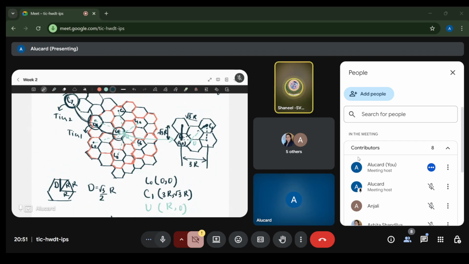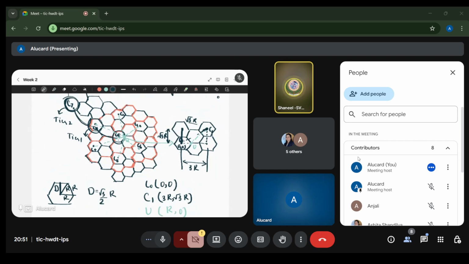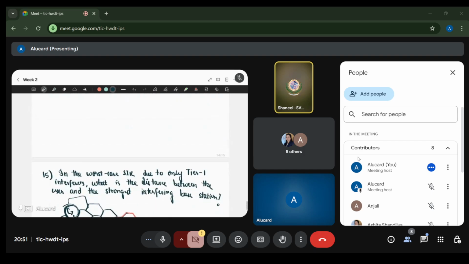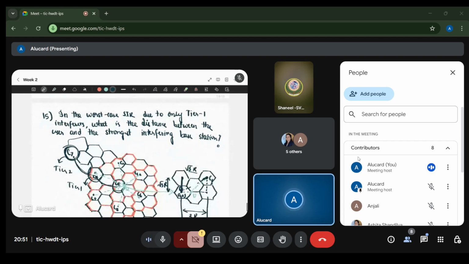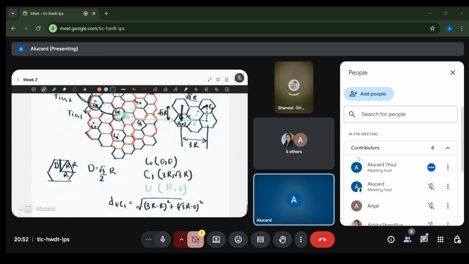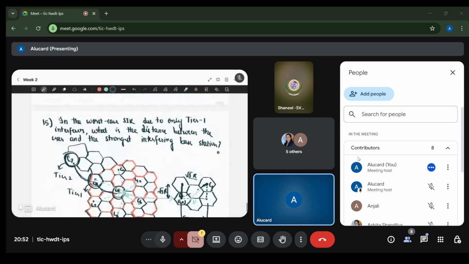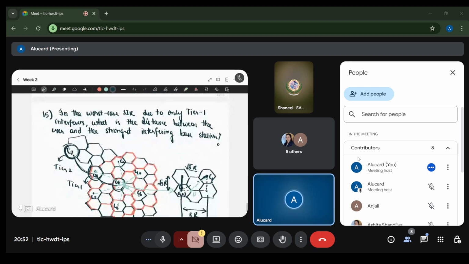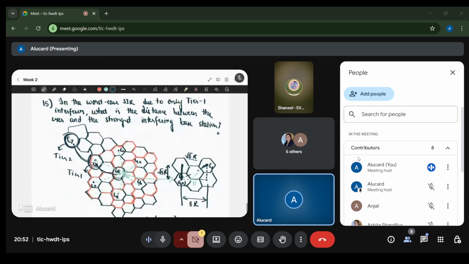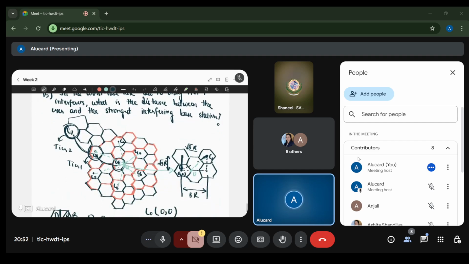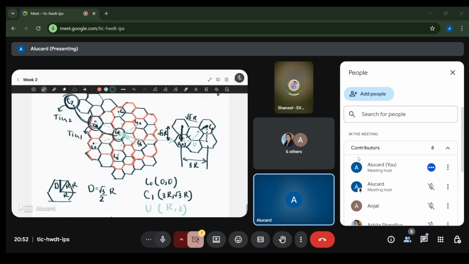That's why it has the strongest interfering base station, which is the closest base station. So the closest base station is C1. They're asking the distance between the user and the strongest interferer, which is the distance between the user and C1.